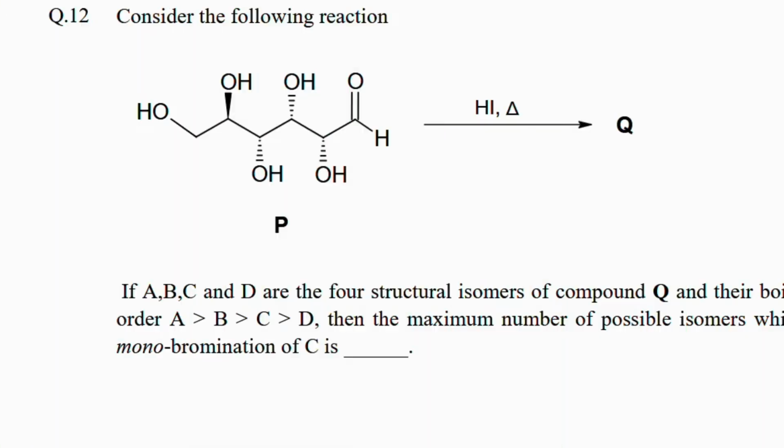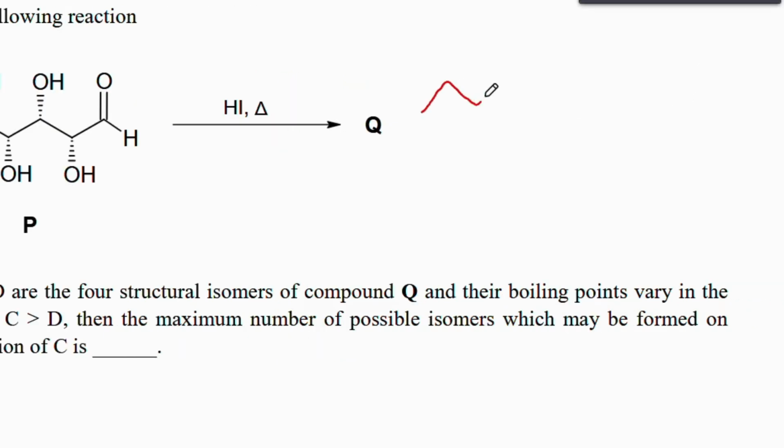Now for the last question of today's video, we are taking up question number 12. And this is again a very fundamental question, nothing too much to think. We are given a compound P which has multiple OH groups and an aldehyde group, and it is heated in the presence of HI. Now this is a very popular reaction that has come up many times earlier in the examination as well, and on heating with HI we just get back the carbon skeleton with all the C-O bonds reduced. So what we get here is 1, 2, 3, 4, 5, 6, or hexane. So our product Q is hexane.